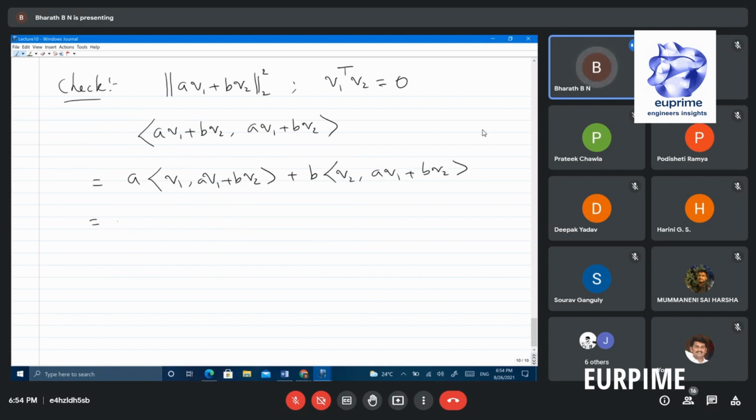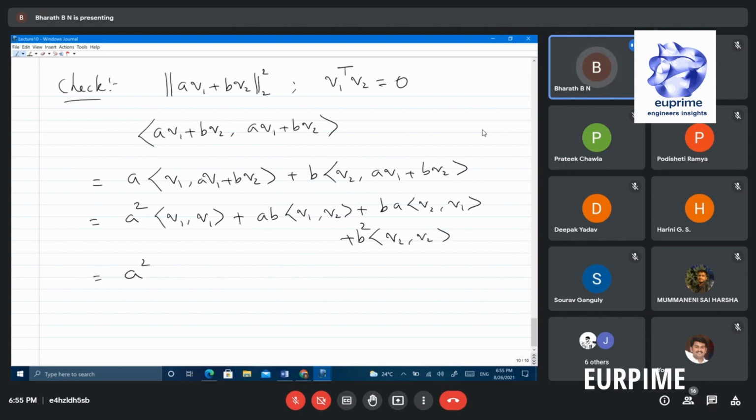Okay, this is the first step. Then I'll pull A out. Then I'll pull B out. Then I'll pull A out here. Then I'll pull B out. Okay, this is A squared.